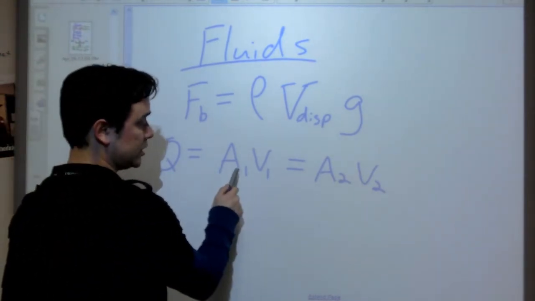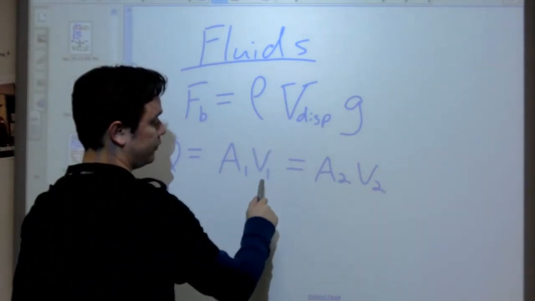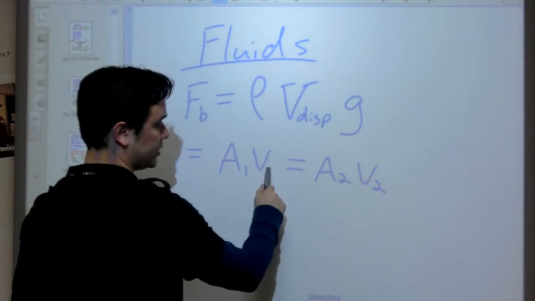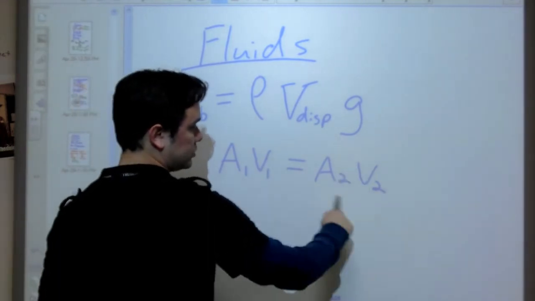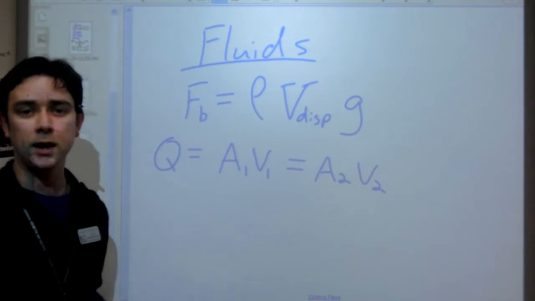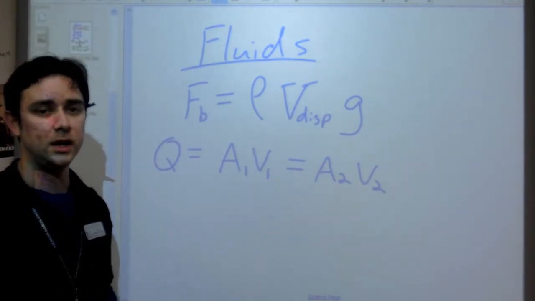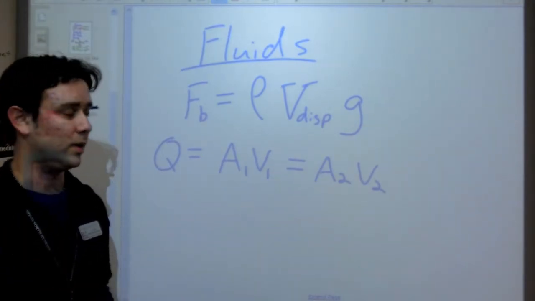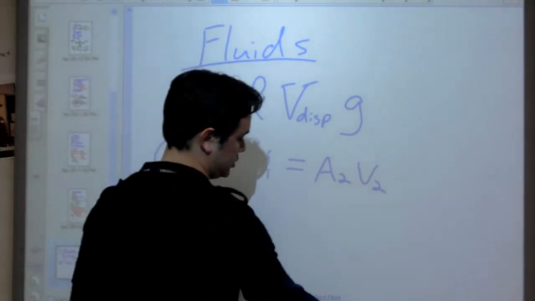The area, the cross-sectional area of the pipe, times the fluid flow through it, or the velocity of our fluid, equals some constant number throughout that pipe. Whatever water we have coming in has got to be the amount of water that we have coming back out, because water doesn't just disappear.